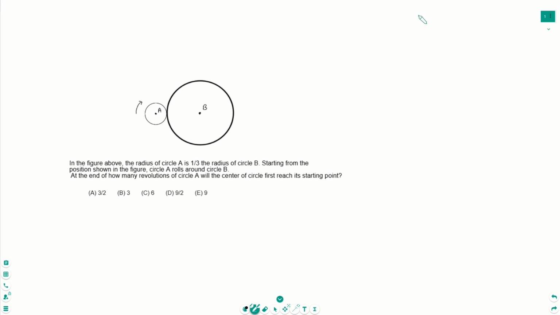Alright, here is a tricky SAT question that has no correct answer. In the figure above, the radius of circle A is 1/3 the radius of circle B. Starting from the position shown in the figure, circle A rolls around circle B. At the end of how many revolutions of circle A will the center of circle A first reach its starting point?